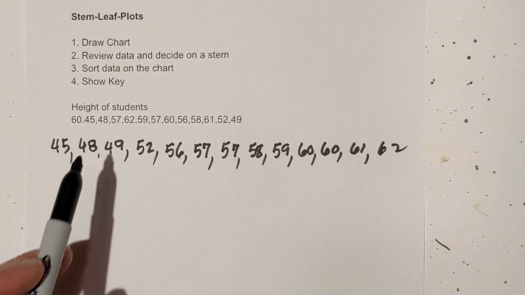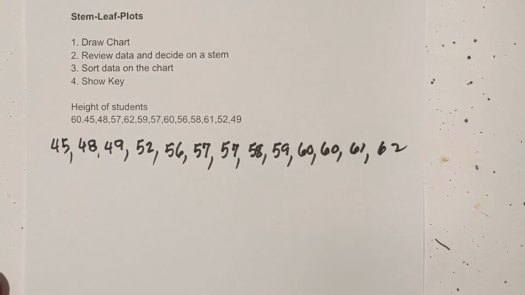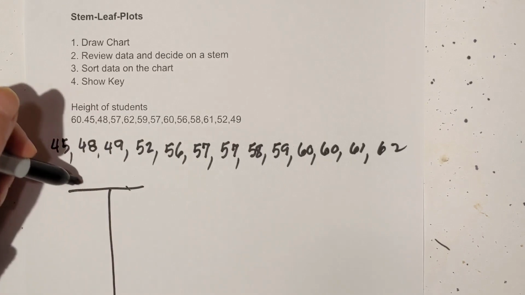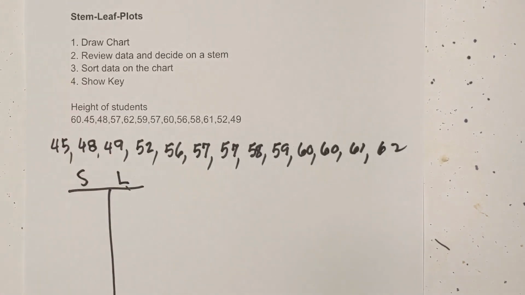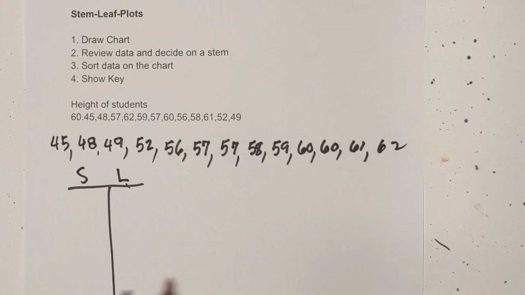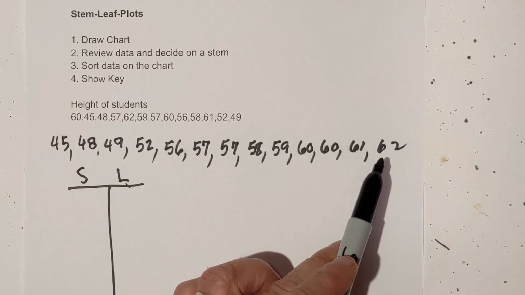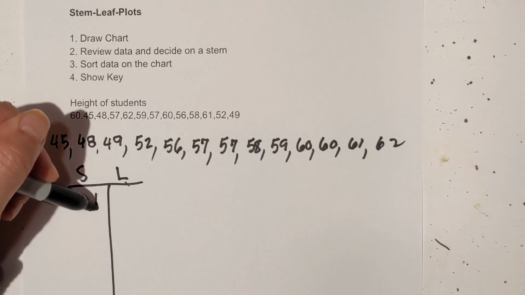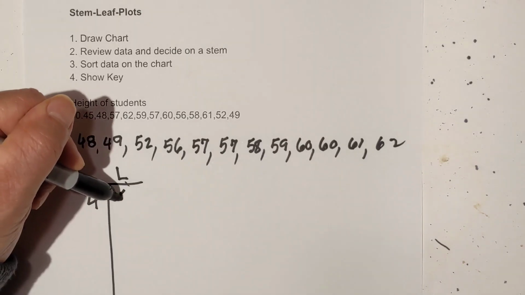Okay, so I've written these numbers back in numerical order. Remember, step 1 says draw the chart. S for stem, L for leaf. Okay, now again, the largest is in tens, so I'm going to use tens. So I start at 45, so I'm going to write 4, so I have a 5.